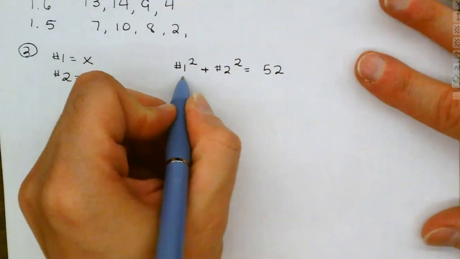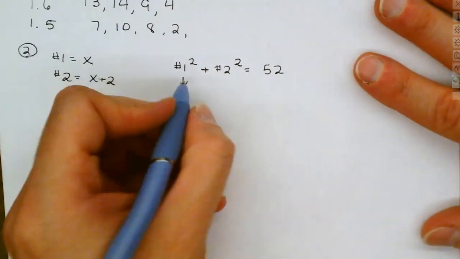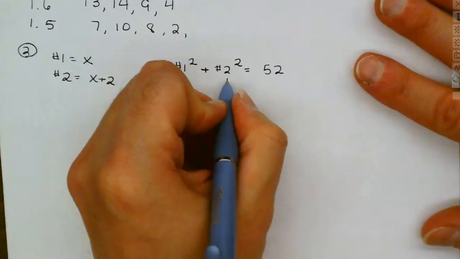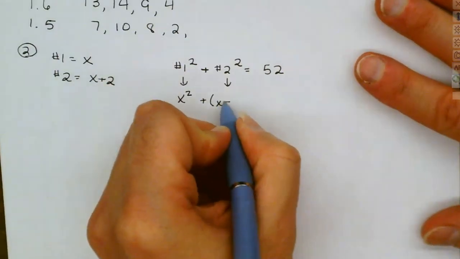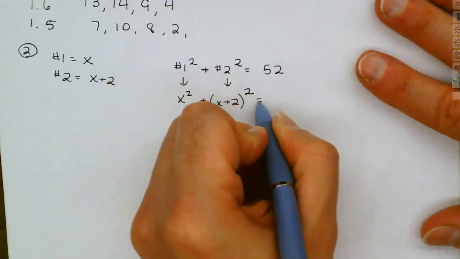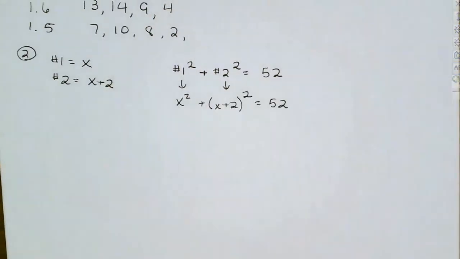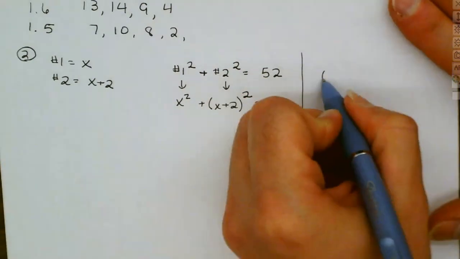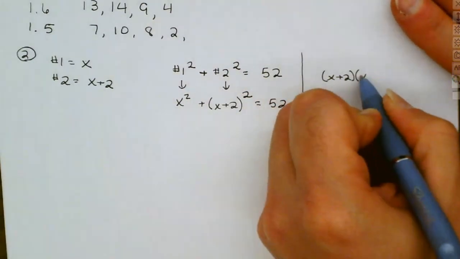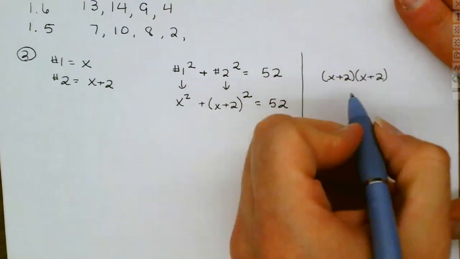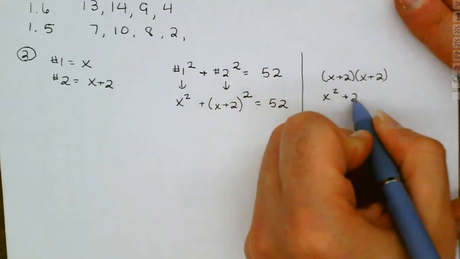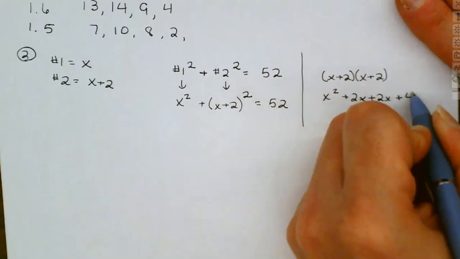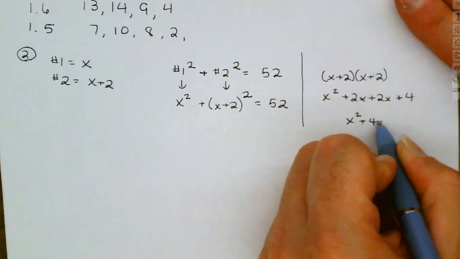Now let's write them out. And so that's going to be x squared. Your second number squared, well, that is x plus 2, quantity squared. And that equals now your 52. I'm going to do one more step, and then you can finish it. So let's go ahead and work with this. X plus 2 times x plus 2, that's got to be FOILed out, and that's x squared plus 2x plus 2x plus 4, which is then x squared plus 4x plus 4.